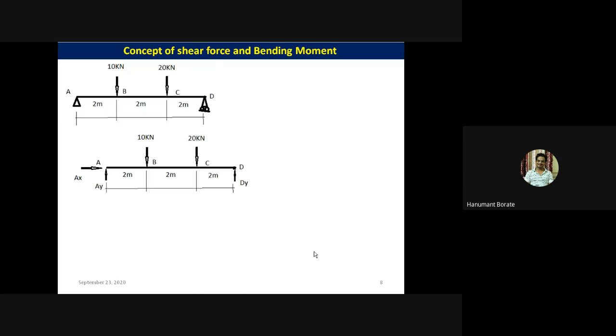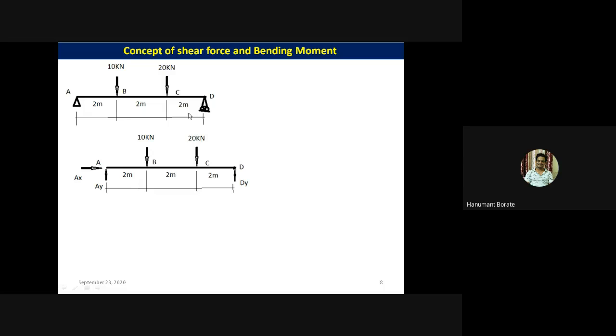I will show the concept of shear force. This is the beam diagram. Two loads are acting on the beam, 10 kilonewton and 20 kilonewton. These are the active loads, and at point A there is a hinge support, at point D there is a roller support. Now, shear force is nothing but the algebraic sum of vertical forces, either on the left part of the beam or the right part of the beam.